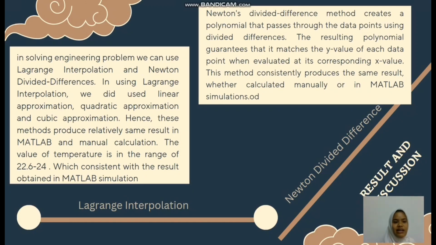So we did use the linear approximation, quadratic approximation, and cubic approximation. Hence, this method produces relatively the same result in MATLAB simulation and manual calculation. The value of temperature is in the range of 22.6 to 24, which is consistent with the result obtained in MATLAB simulation. Next, for Newton divided difference, the method creates a polynomial that passes through the data points using divided differences. And the resulting polynomial guarantees that it matches the y value of each data point when evaluated at its corresponding x value. And this method consistently produces the same result whether calculated manually or in MATLAB simulation.